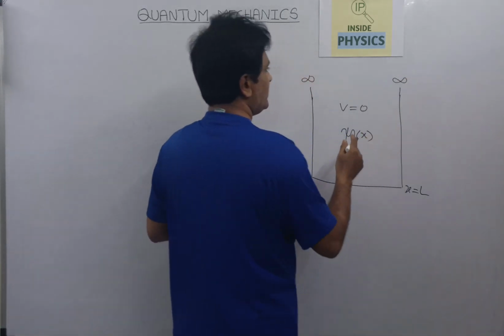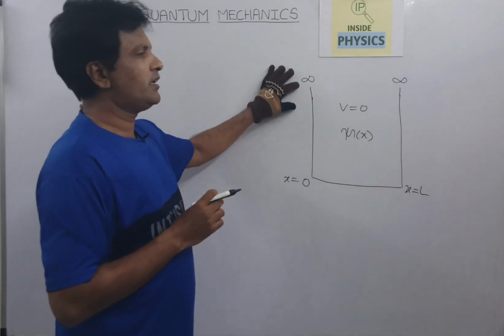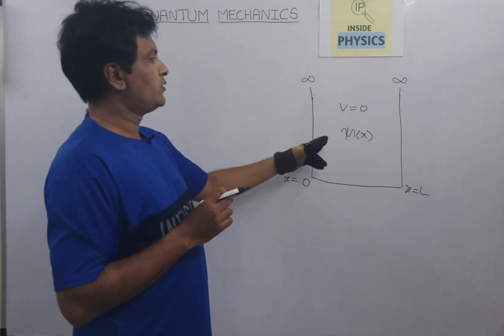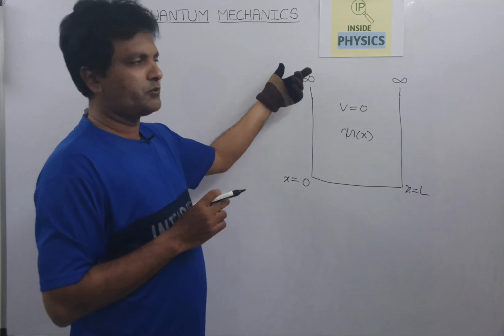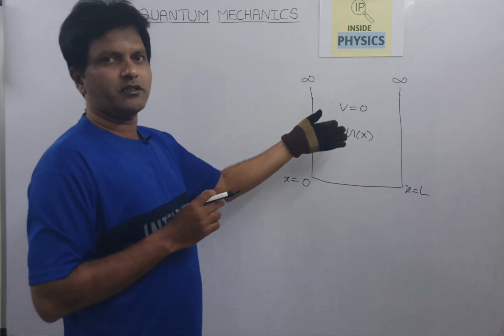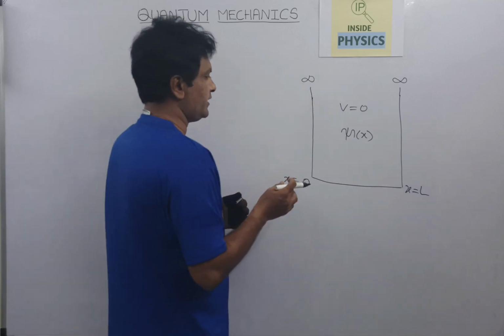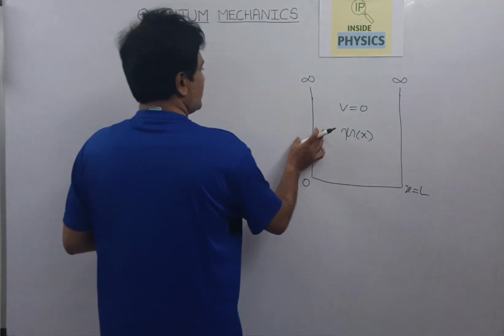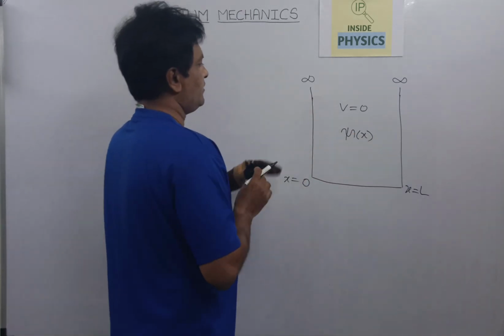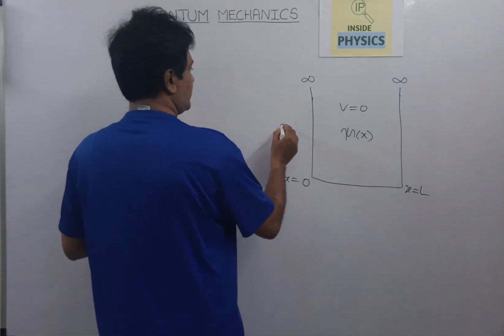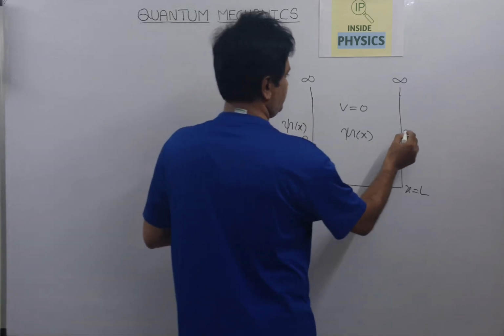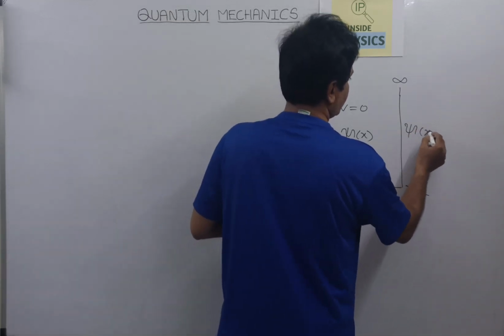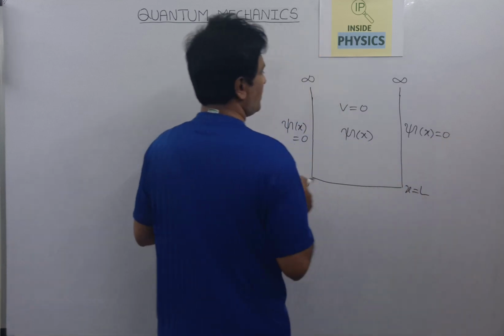The potential reaching infinity means the work done for the particle to cross these boundaries goes unlimitedly up to infinity. That means it cannot cross the boundary. So at the boundary we cannot find any particle. Here at the boundaries the wave function will become 0, so psi of x will become 0 at the boundaries.